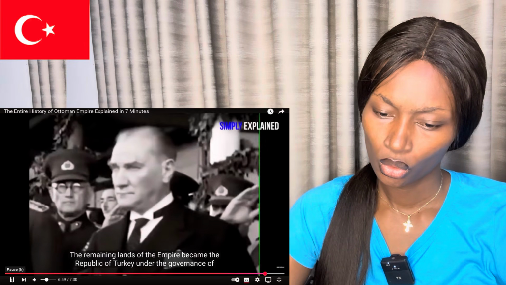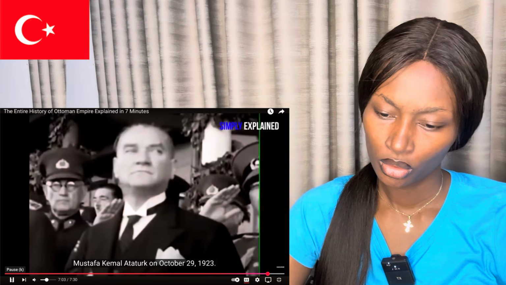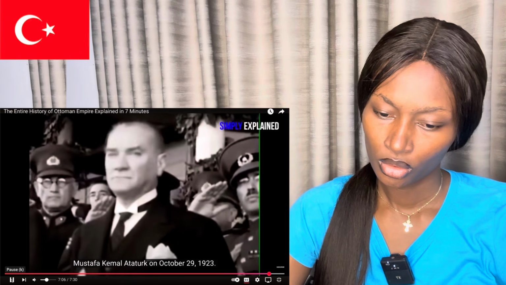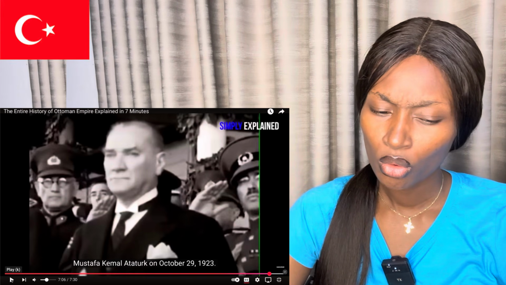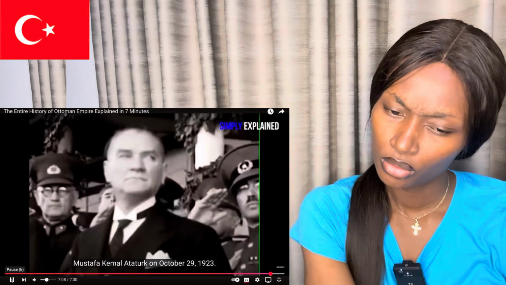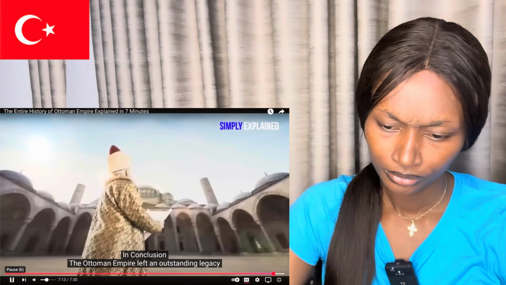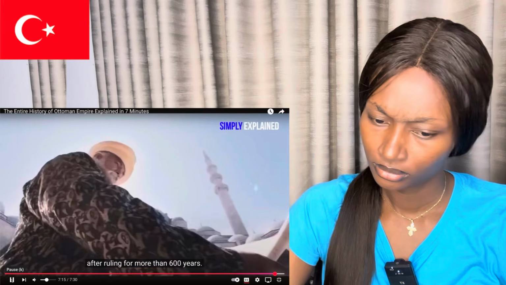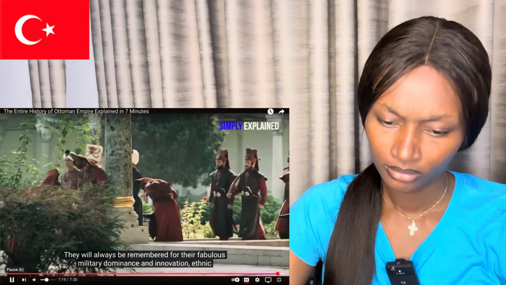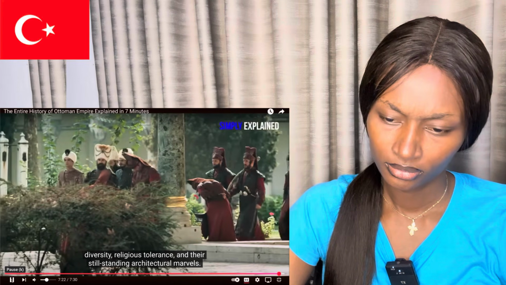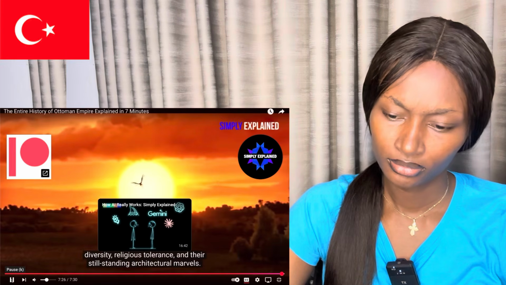The remaining lands of the empire became the Republic of Turkey under the government of Mustafa Kemal Ataturk on October 29, 1923. In conclusion, the Ottoman Empire left an outstanding legacy after ruling for more than 600 years. They will always be remembered for their fabulous military dominance and innovation, ethnic diversity, religious tolerance, and their still-standing architectural marvels.